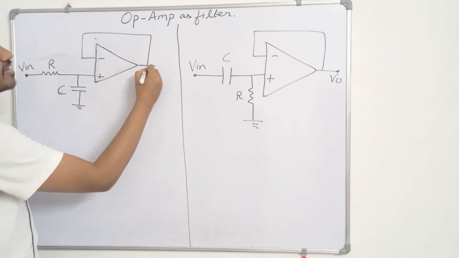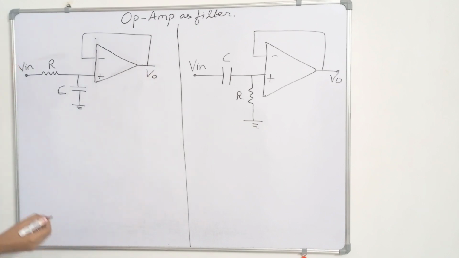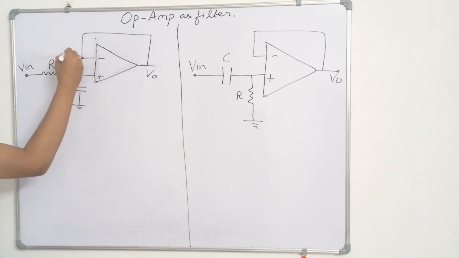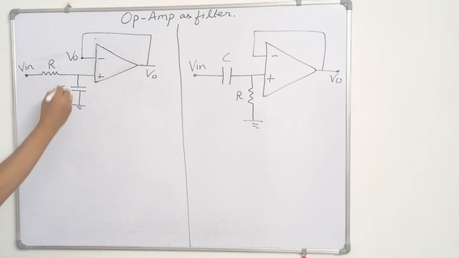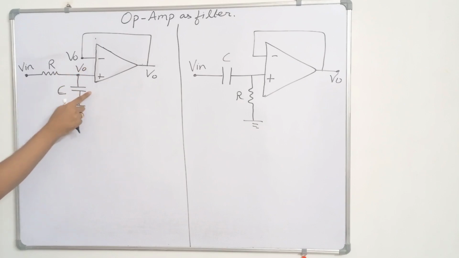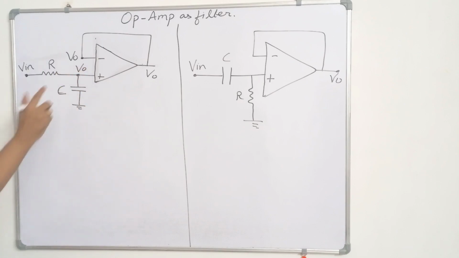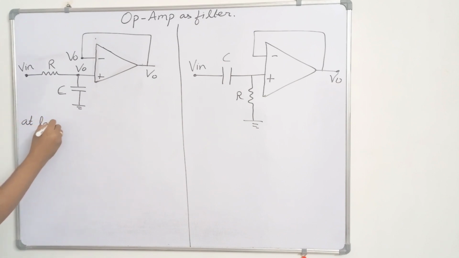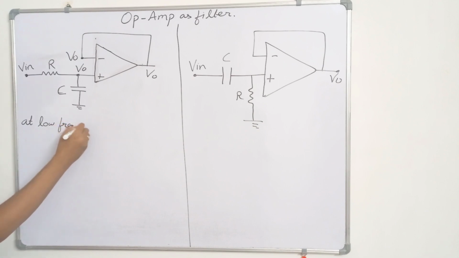So let this be V naught. This voltage is V naught because it is a short. By virtual ground concept, this voltage will also be equal to V naught. So V naught is the voltage across the capacitor. At low frequency, the capacitor will be short circuit.